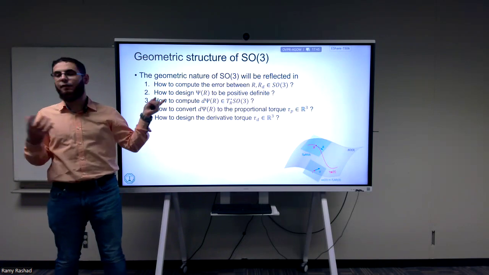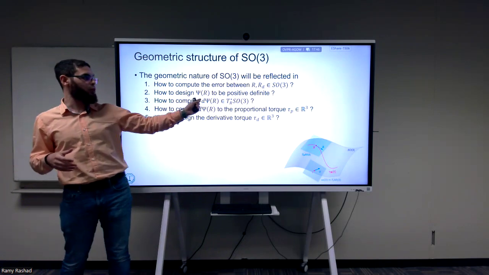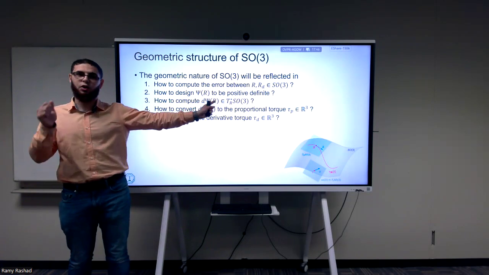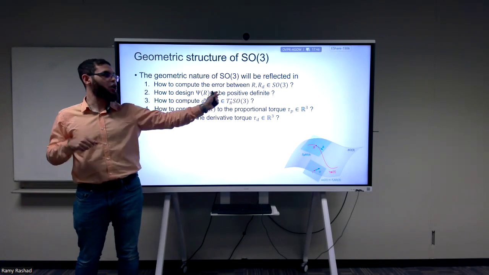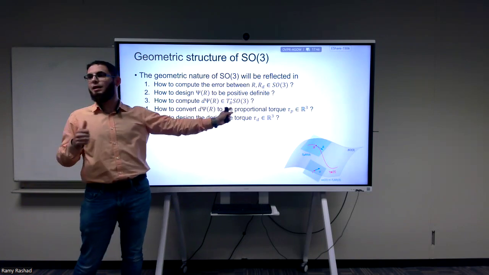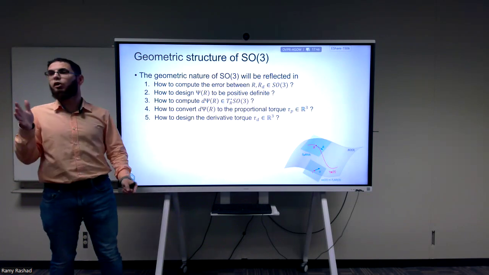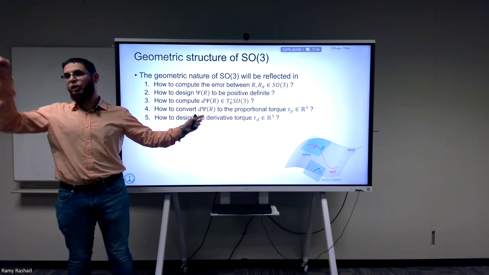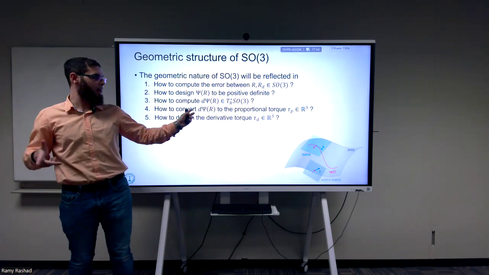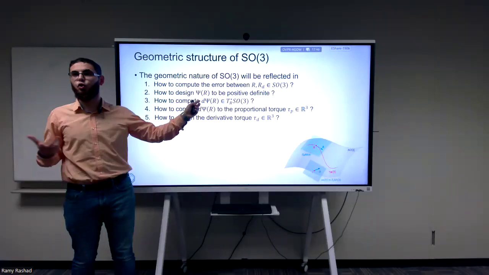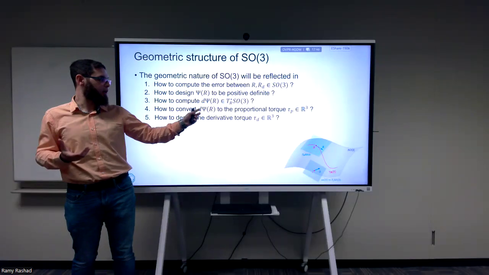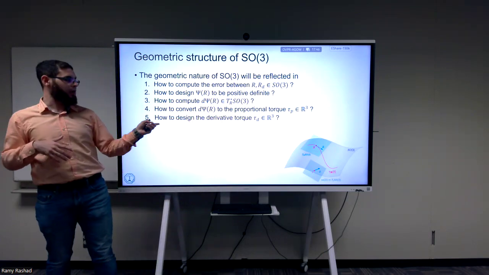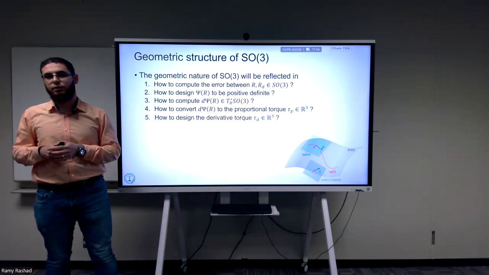Even if we have a psi in mind, how can we compute its differential, which is the covector version? And of course, the covector lives where? It lives in the cotangent space to SO3 at the point R. It's no longer R3. But the torques we have are 3 numbers. We have 3 torques that we want to apply to the satellite. How do we convert this covector to a proportional torque? And then after we have the proportional torque, how can we design the derivative torque tau D?